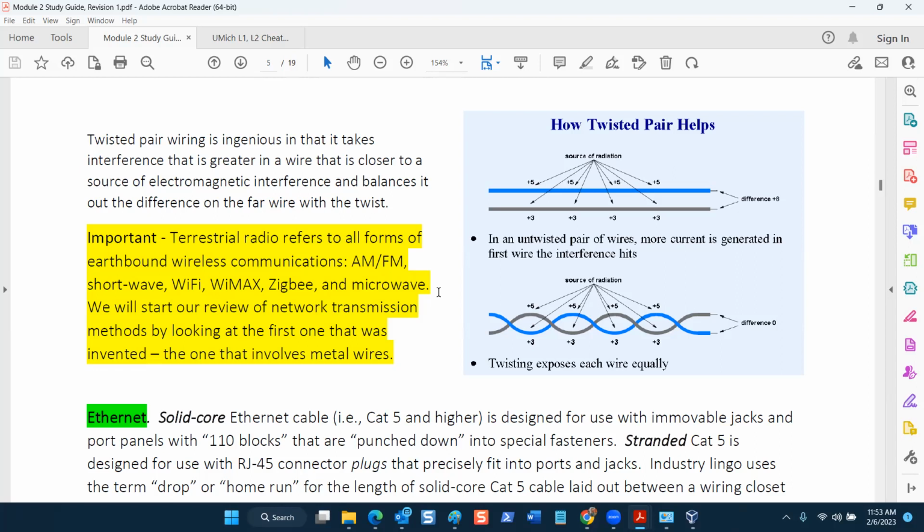I want to talk about copper just a minute before we close out. If you have a pair of wires and they're straight, and you're pulsing ones and zeros and ones and zeros, send and receive. Does everybody see this?